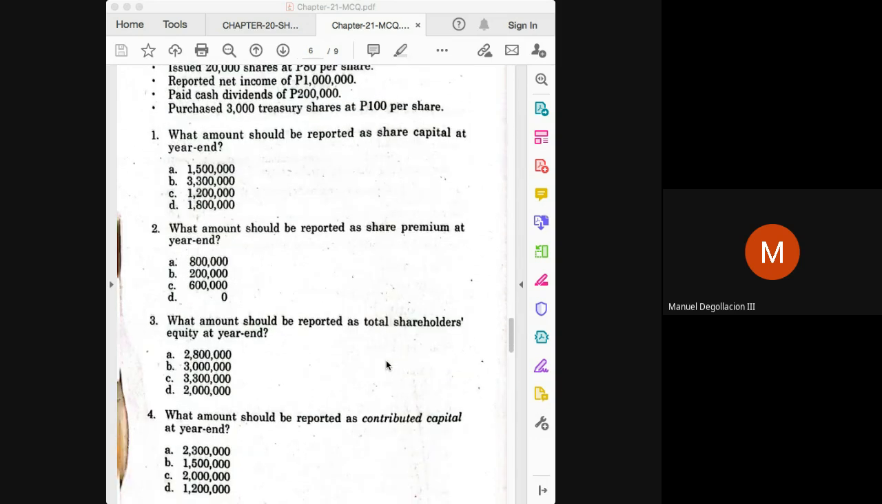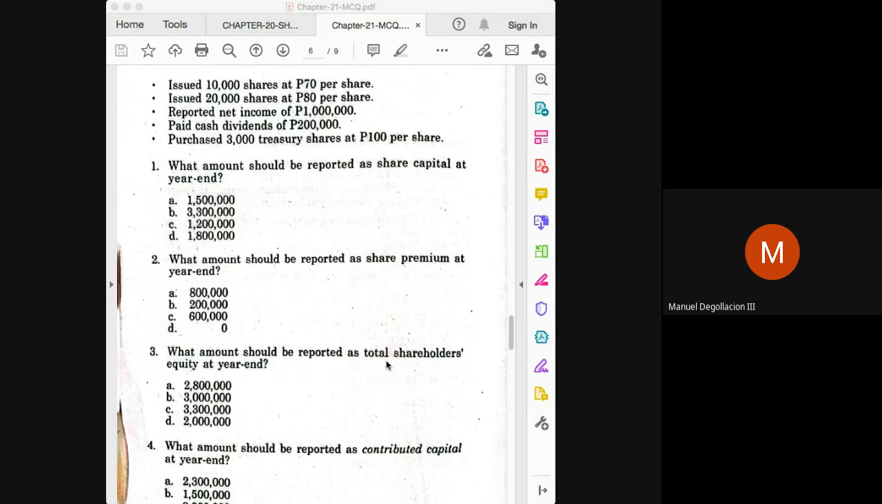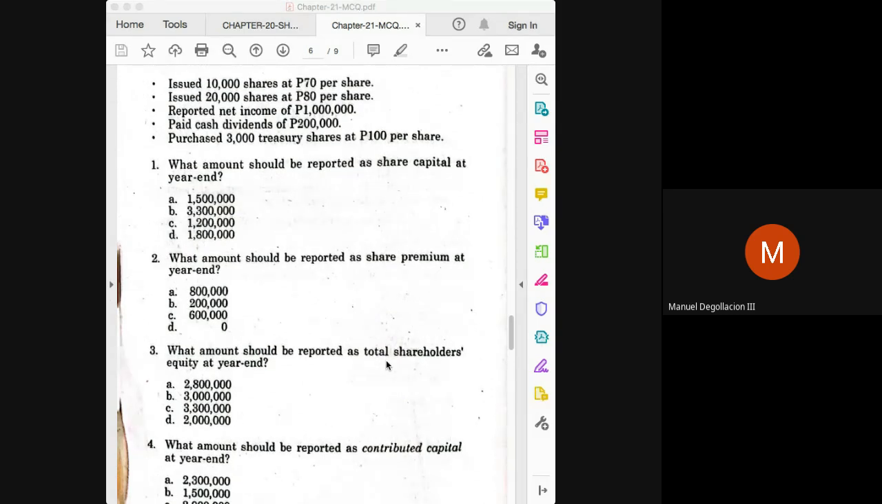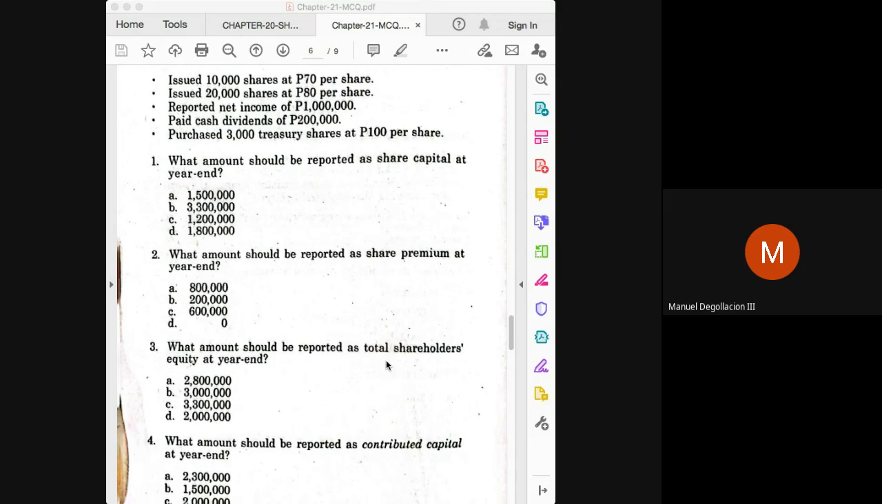What amount should be reported as total shareholders' equity at year end? We have our share capital of 1,500,000. We have our share premium of 800,000. Next, your retained earnings. How much is your retained earnings? You had an income of 1 million, but you also declared dividends of 200,000. So your retained earnings is at 800,000. So 1,500,000 plus 800 plus another 800. That will give you 3 million.